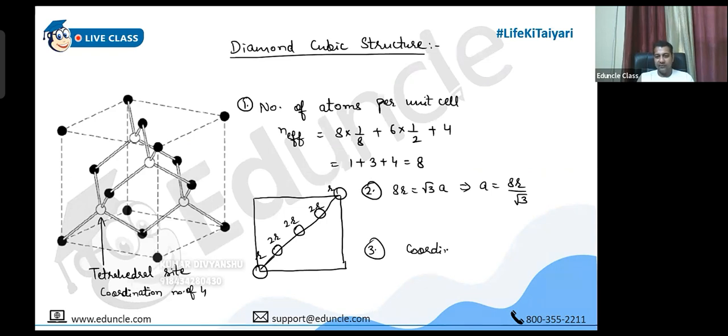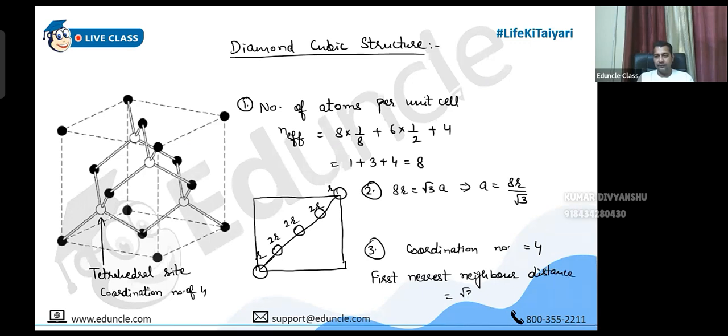So the coordination number is 4, and the first nearest neighbor distance is root 3a by 4. This distance will be root 3a by 4 along the body diagonal, because this will be root 3a by 2, half of the body diagonal, and this will again be half of that. Clear or not? This is along the body diagonal, only then it is equal to root 3a. But because we have pictured it from above, it appears as the face one. But this is not along the front face, it is along the body diagonal. You are moving along this one, and this one, and this one, like this.